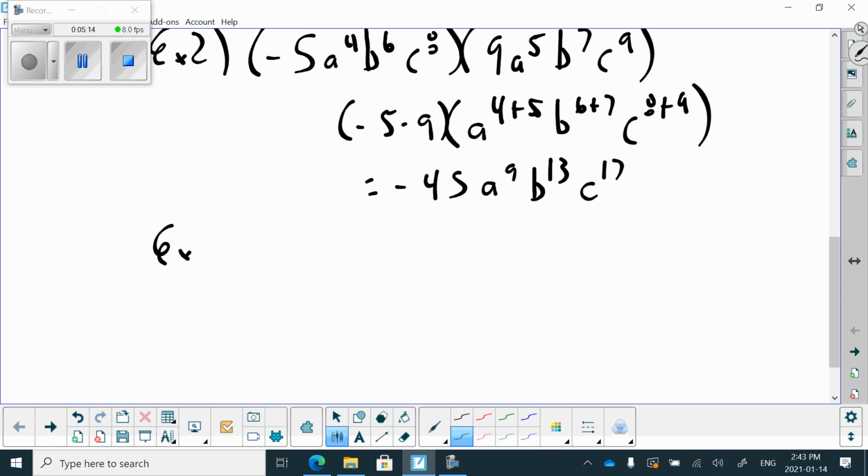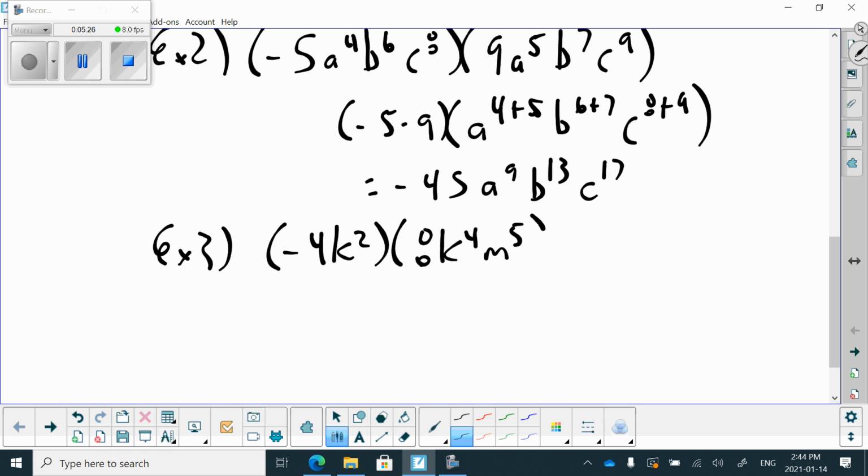Before we get to division, one more multiplication. Let's go with 3 brackets. Negative 4k squared, times 8k to the 4th m to the 5th, times 5 m to the 4th. Oh yeah, that's a great question. I love it.